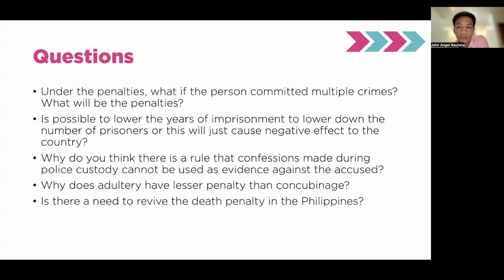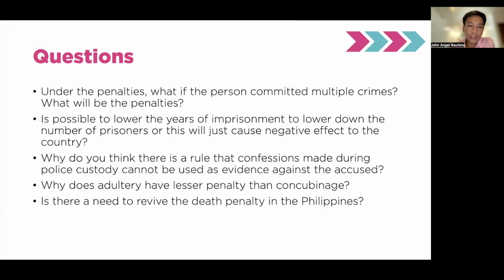Why do you think there is a rule that confessions made during police custody cannot be used as evidence against the accused? Pwede kasi yung mga coerced na testimony, di ba dati yung mga sinasalvage ng mga police, yung mga prisoners, no? Para sa mga pelikula ni Fernando Poe, mga ganyan. So that is why we don't do that anymore, no? Hindi na natin tinatanggap ang confessions made habang nasa police custody sila.